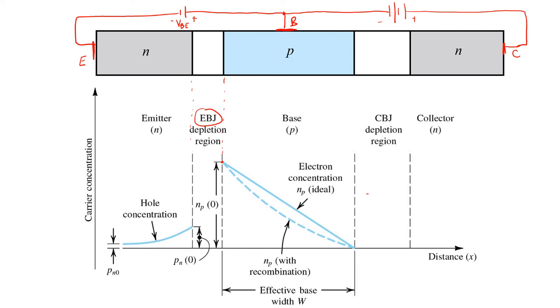So that excess has to drop all the way to zero at the edge of the collector base junction depletion region. So with no recombination of carriers, we would expect all the diffusion current here to be showing up here. So in steady state, we would have the same amount of current density flowing all across the base region. Since diffusion current is proportional to the slope of the carrier concentration, we would expect a constant slope all the way across the base region.